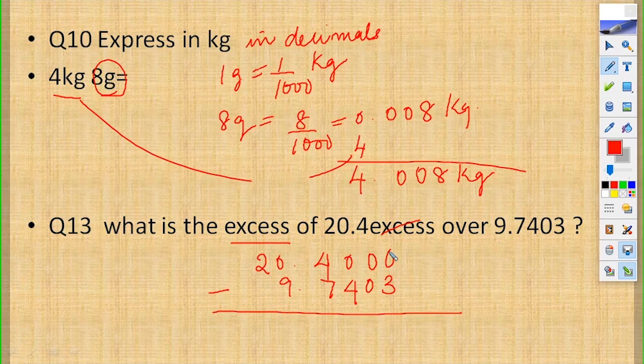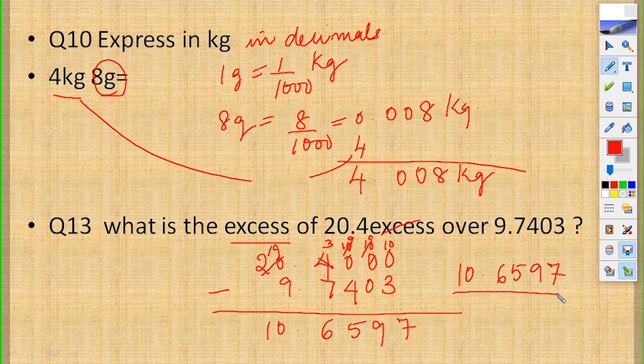So now here it will become 3. This is 10. Again it is 9. This is 10. Now it's 9 and then 10. So now you will subtract. You will get 7, 9, 5. Then carry over here, 13. 13 minus 7 is 6. And here it is 10.6597. Answer is 10.6597.